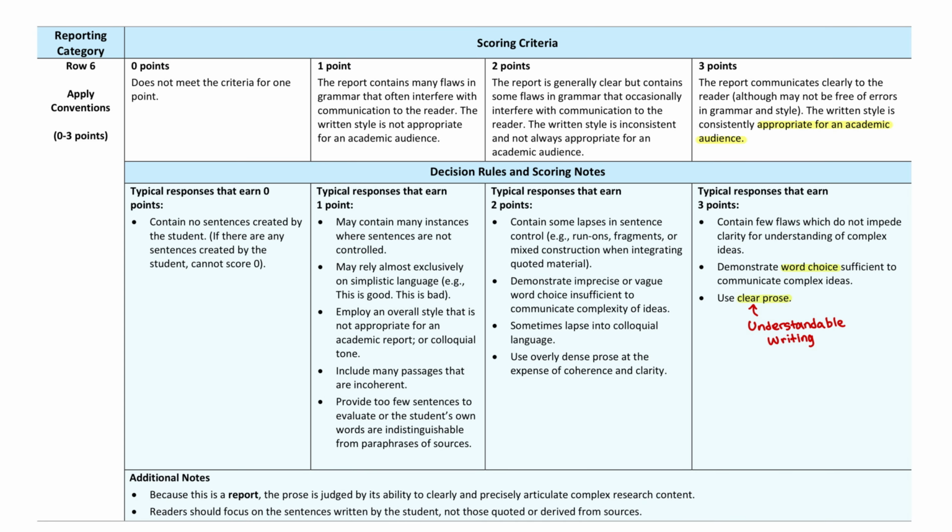Finally, row 6 is to apply conventions for grammar and spelling. To earn the full 3 points, write clear and precise sentences with a formal academic tone and little to no casual language. Ensure that there are no grammatical or spelling errors, so readers can easily comprehend your IRR.